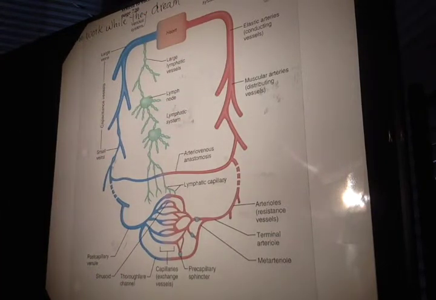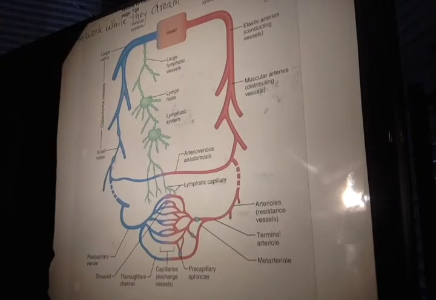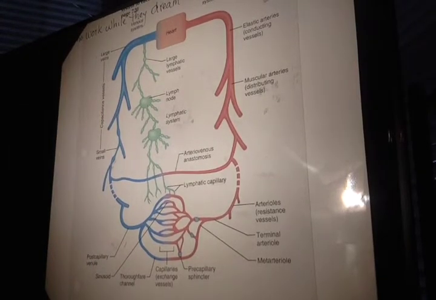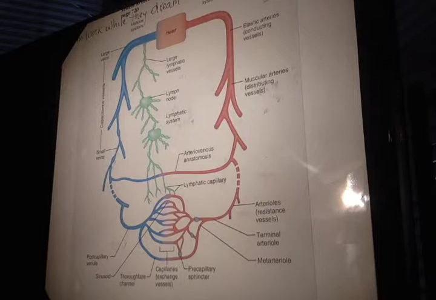Downstream, you start having branches to the different body parts. And those are called distributing vessels. So you have the renal artery, for example, to the kidneys, or the carotid artery to the head.